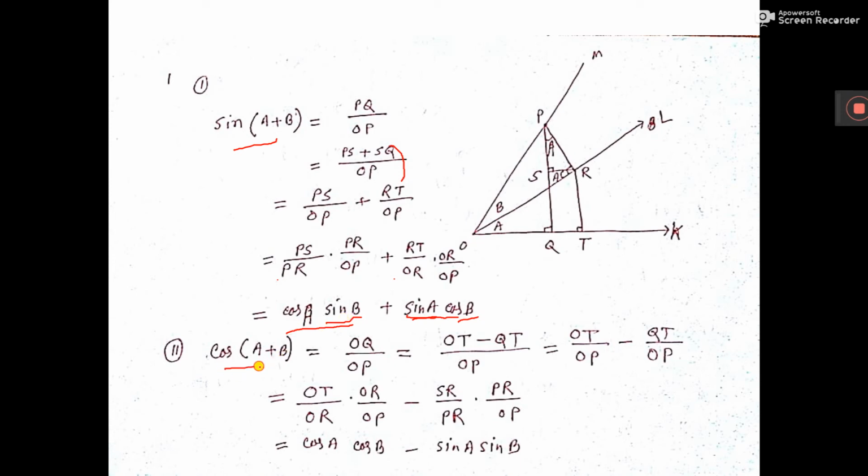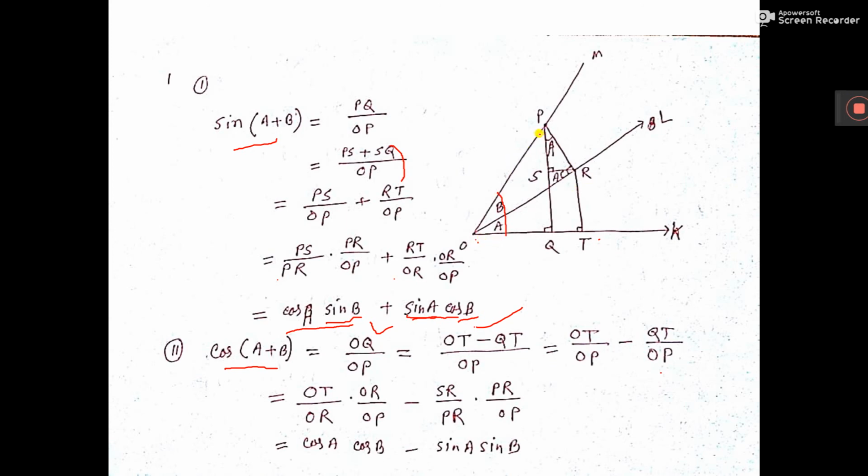Similarly you see cos(A + B), this is the angle, base is OQ, hypotenuse is OP, so base by hypotenuse is written. Now OQ you can write as OT minus QT here. Now separate OT by OP and QT by OP. Now OT by OR, OR by OP.